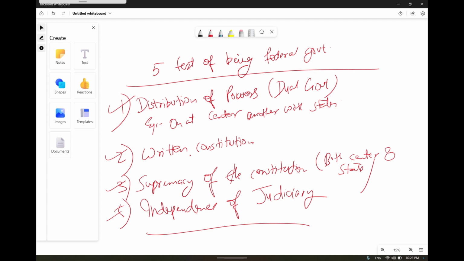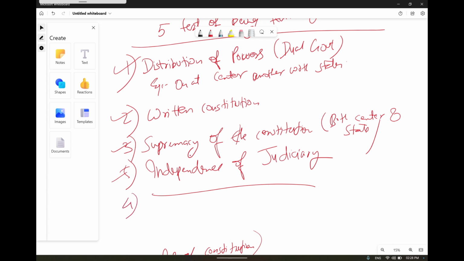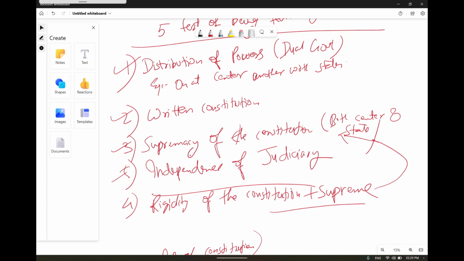So these 5 tests we have to apply. Fourth point I have missed. So your fourth point will be that the constitution should be rigid. It is not like anyone can change it. Rigidity of the constitution should be there, and plus it should be supreme, which we have already mentioned here. Okay, so rigidity of the constitution should be there.